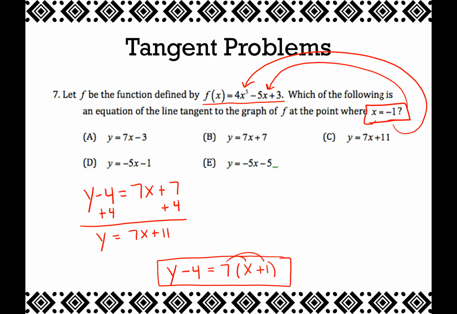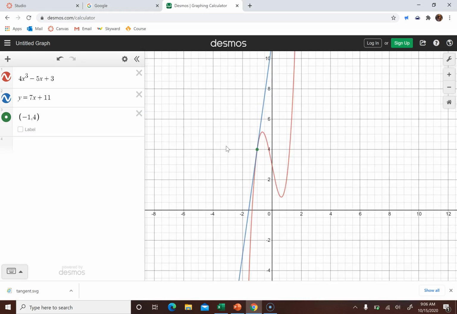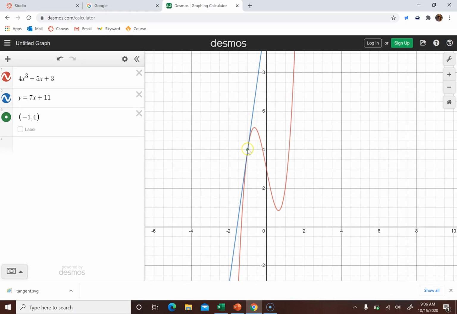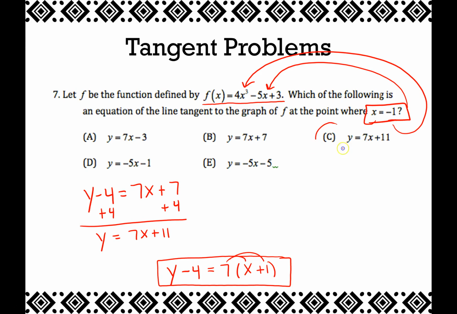Now let's just take some time to see what this looks like on Desmos. All right, so here's the S-curve that I was talking about. And what I have is my point x equals -1, and of course that point is (-1, 4). We found that by plugging into our original. So I went ahead and graphed our answer 7x plus 11, and you can see that that is in fact the tangent line at that point x equals -1. Awesome. So our final answer is C.